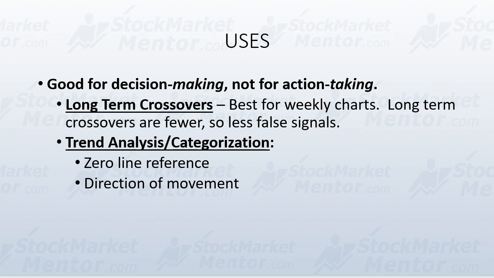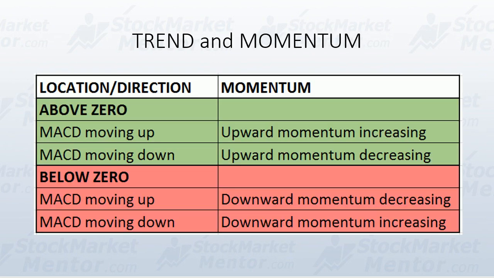And this is what I'm talking about. I'll leave you with this simple chart here. If the MACD is above the 0 line and it's moving up, then it's in an uptrend and momentum is increasing. If it's moving down but it's still above the 0 line, it is still in an uptrend, but momentum is decreasing. And just the opposite if it's below the midline.